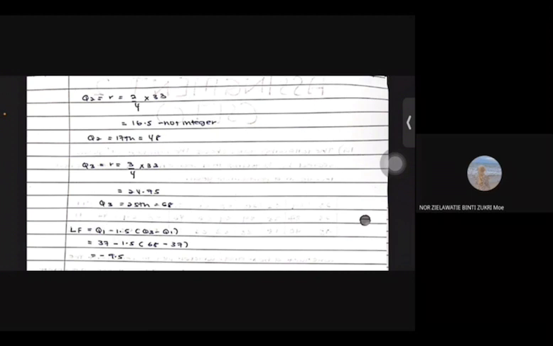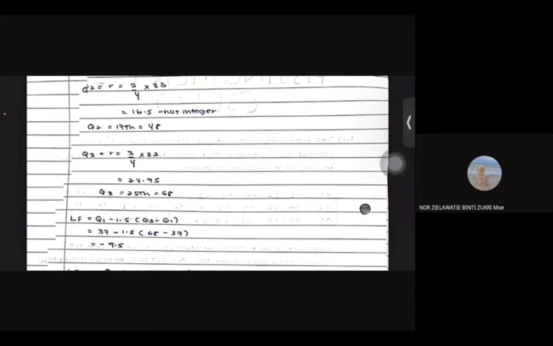Next, quarter 3. The formula is R equals 3 over 4 multiplied by 33. The answer is 24.75, which is not an integer. So we round the number and we get 25, which is 68.